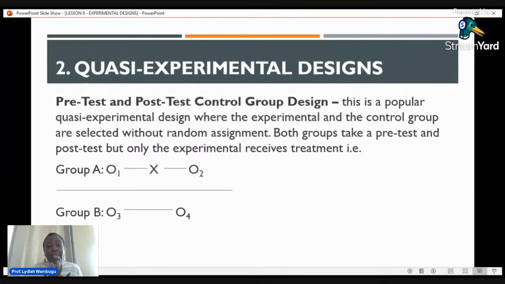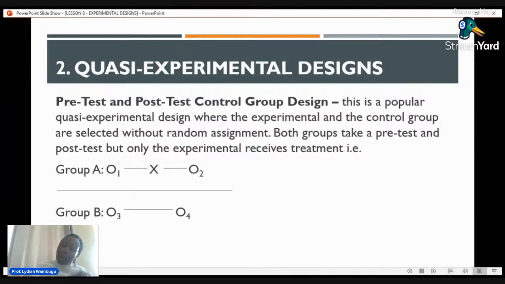So you can see there is no R. So this is the most popular quasi-experimental design, where you have 2 groups that have not been randomly assigned. You give the 2 groups a pre-test, and then you give them a post-test when the experimental group receives treatment. So you can see, we said the lower numbers will represent the experimental group. The higher numbers will represent the control group.